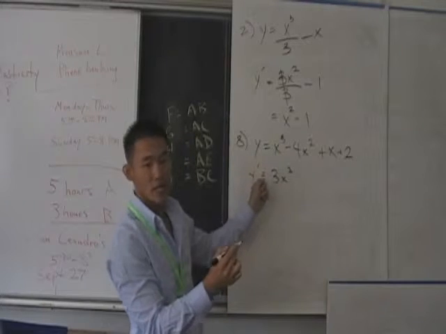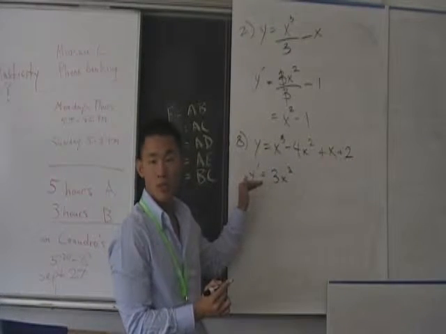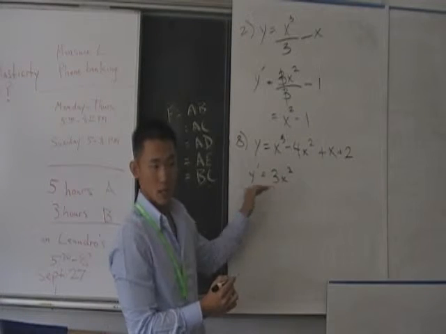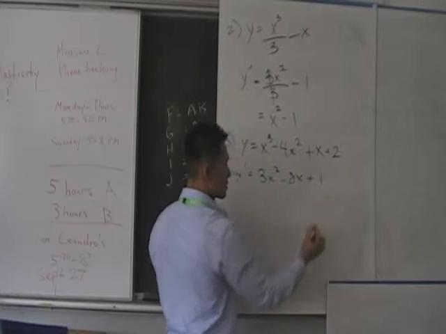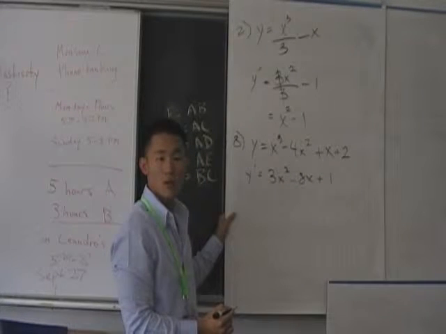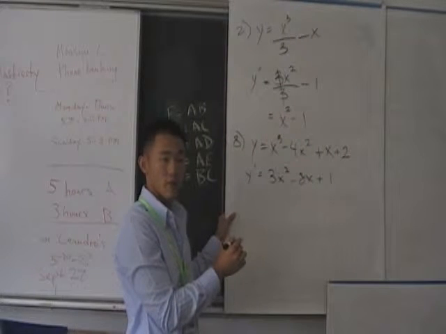Make sure you guys don't just write equal, because it's not equal. Right? You're doing something completely different. So it's y prime is equal to this, minus 8x plus 1. Any questions there? Okay, so that's the derivative.